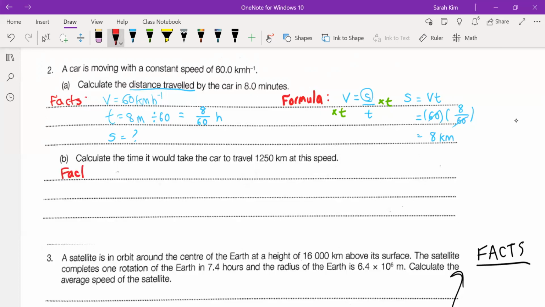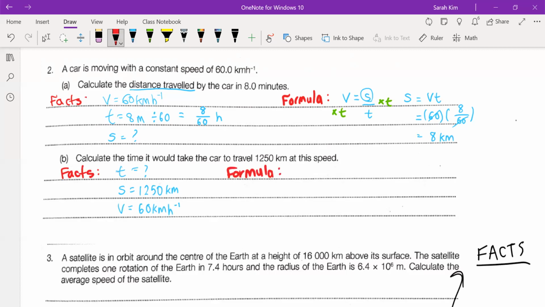I'm going to write facts because I know that I'm going to write some facts down. All right, calculate the time it would take the car to travel 1,250 kilometers at this speed. Okay, so the time is my question mark. The distance is 1250 kilometers. Now the speed they told us in the previous question, 60 kilometers per hour. All you have to do now is write the formula.